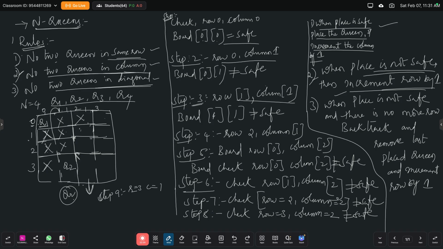Just check this position. What is step 10? Step 10 is row equals 0 and column equals 2. This position is not safe. This is not safe. This is safe. This is not safe. I will take another sheet because writing again here will make it clumsy. Okay, I will take the next sheet.